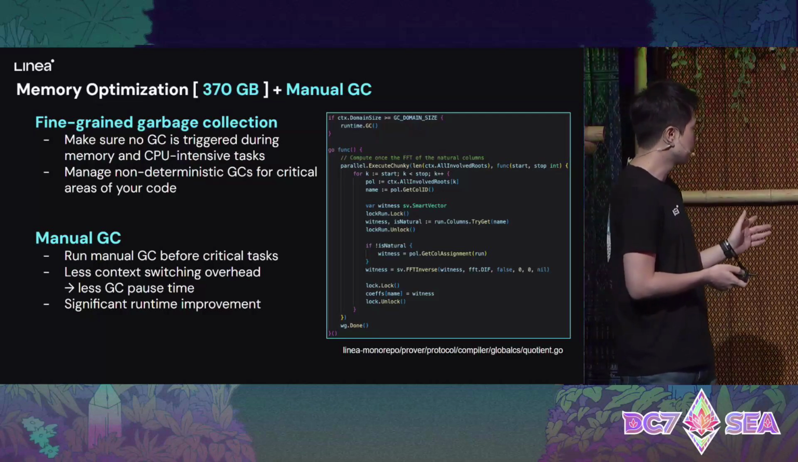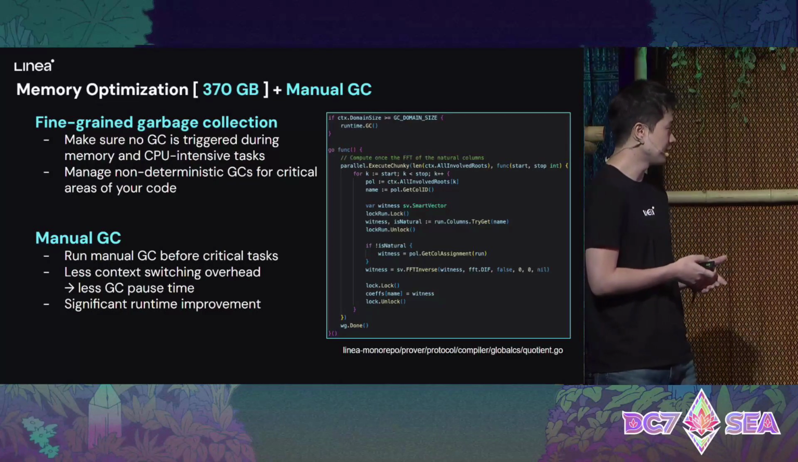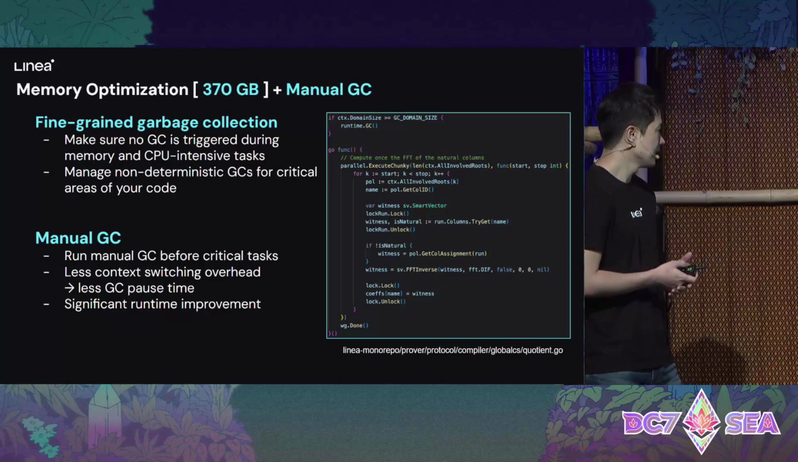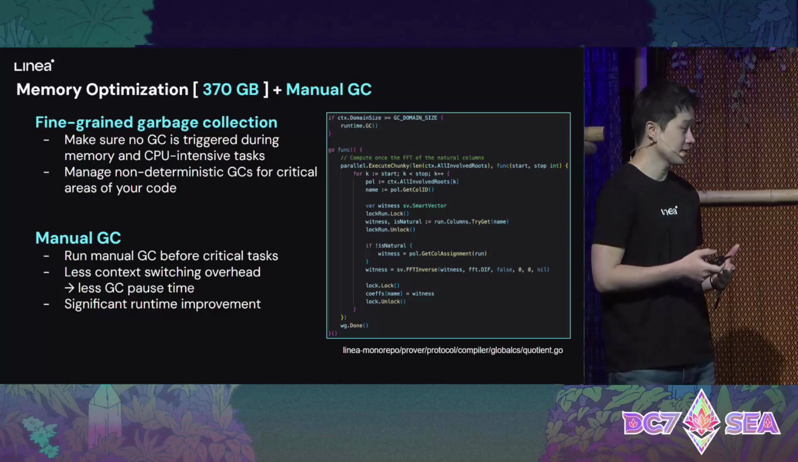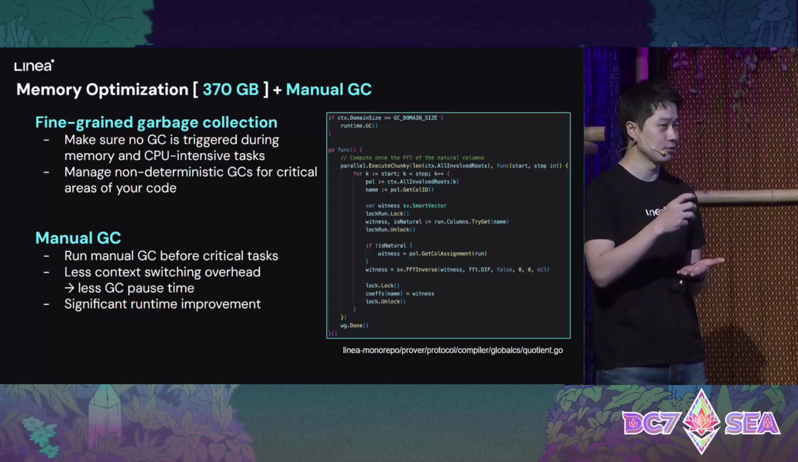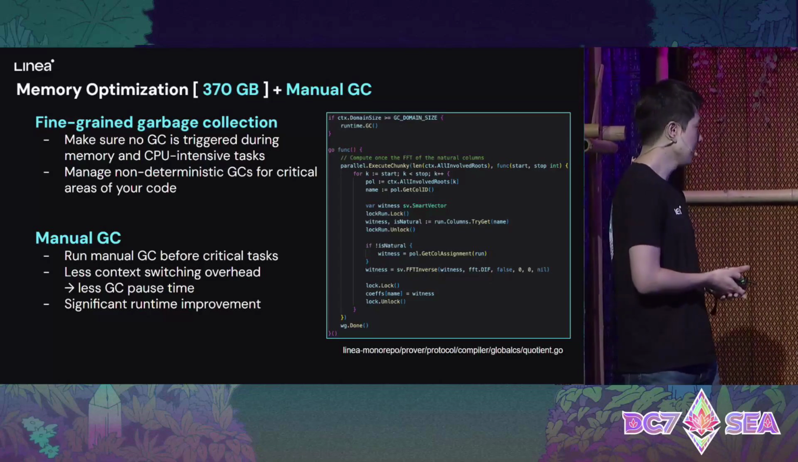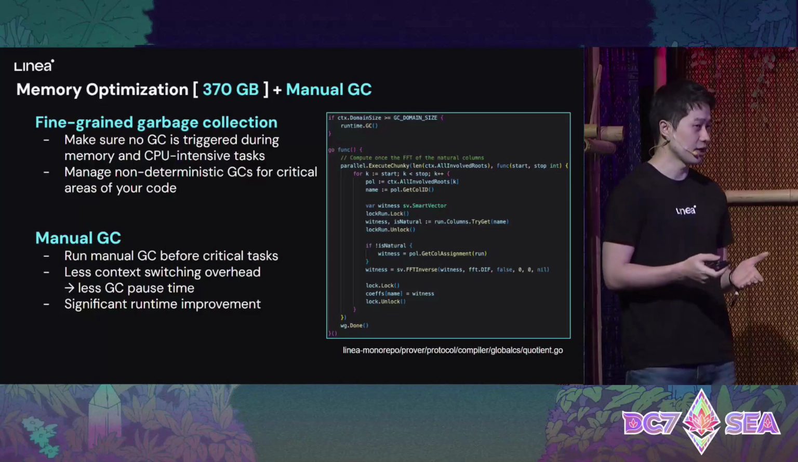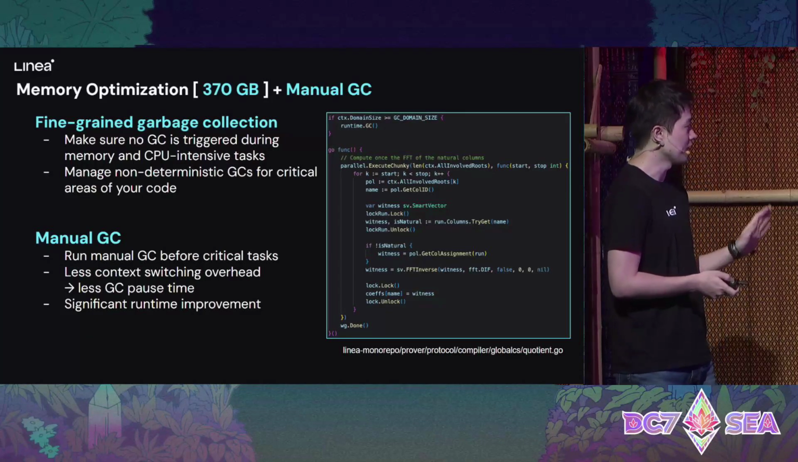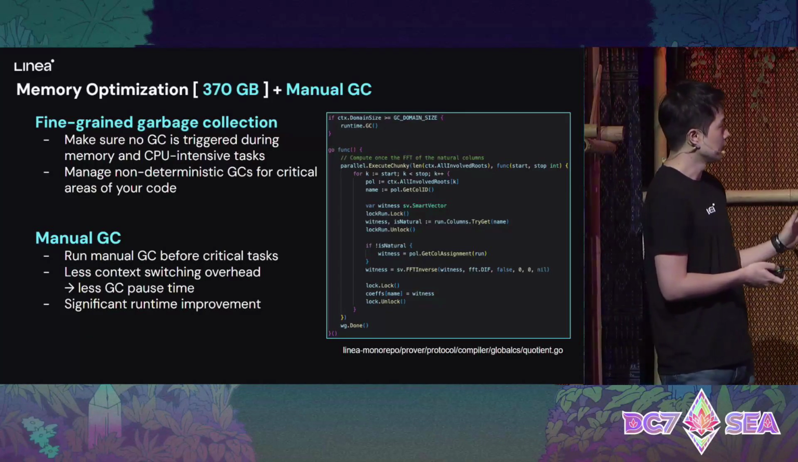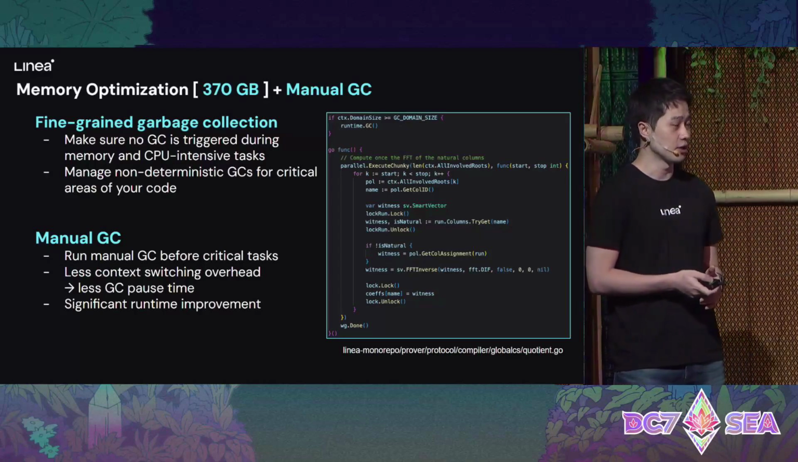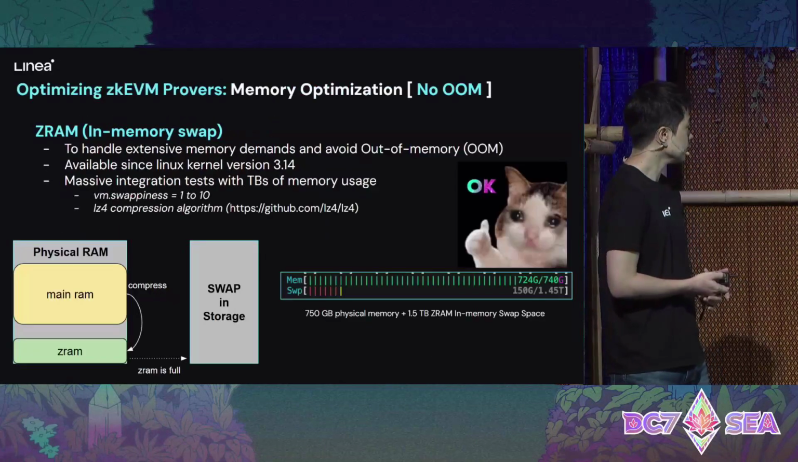So we decided to run manual garbage collection before these critical tasks so that we have less context switching overhead during these critical areas. And it actually reduced the runtime a lot. So if you have this kind of issue, you can just manually run garbage collection before those areas, and you will get a lot of improvements.